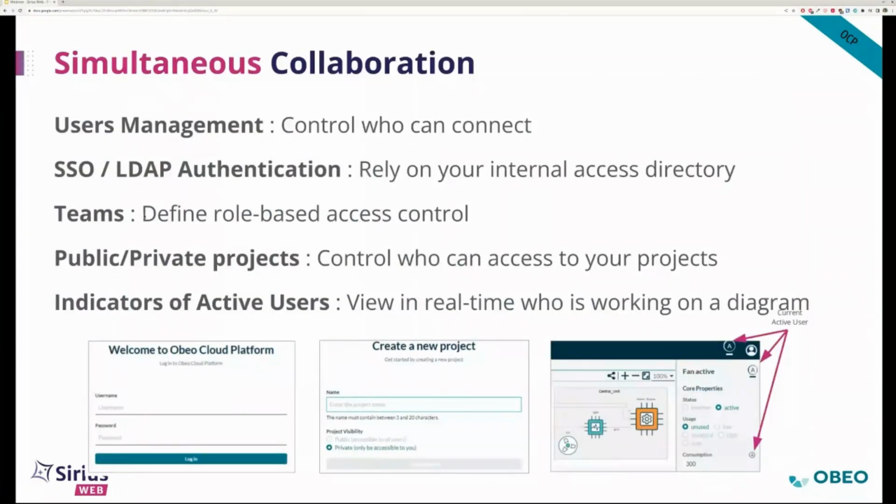So with Obeo Studio, you can collaborate simultaneously with others. Thanks to its user management features, you have control over who can connect to the platform, utilizing SSO authentication for secure access. You can also manage teams and define role-based access control, ensuring appropriate permissions for each user. Additionally, with public and private projects, you can control who can access your project, and the real-time indicators provide visibility into who is working on what within the diagram, fostering collaboration and coordination among team members.